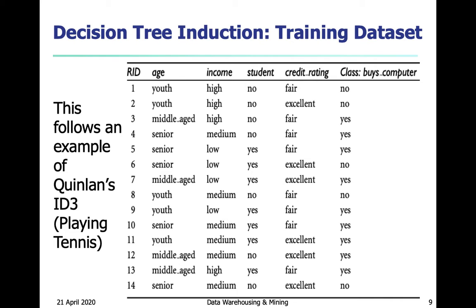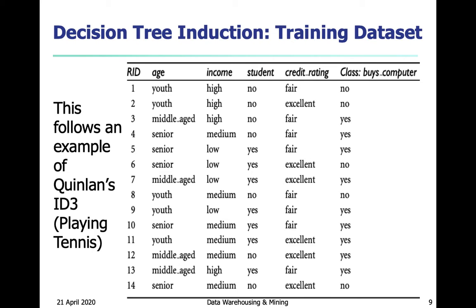Now, coming to some history of decision tree induction: how this algorithm was proposed. During the late 1970s and early 1980s, J. Ross Quinlan, a researcher in machine learning, developed a decision tree algorithm known as ID3, Iterative Dichotomiser.